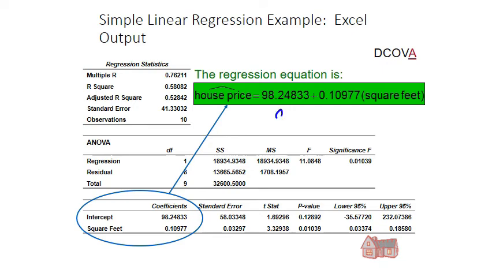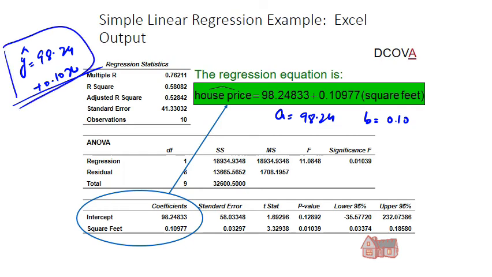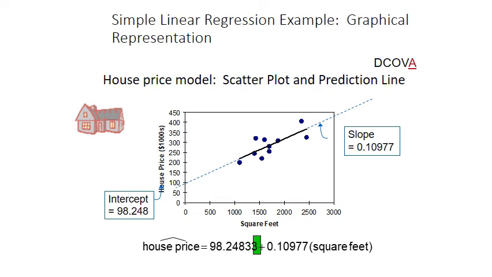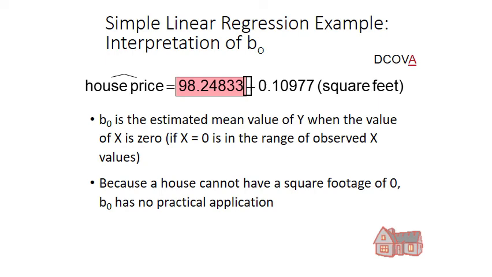When you get that, your a is 98.24 and your b is 0.10, you will substitute them back into the regression equation. It will become y hat equals 98.24 plus 0.10 x. So this will predict our dependent variable on the basis of the independent variable. For example, whatever you want to interpret, you can substitute any x and you can get the predicted value of y, house price.